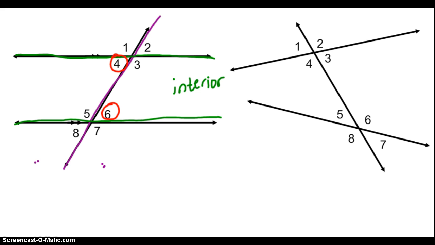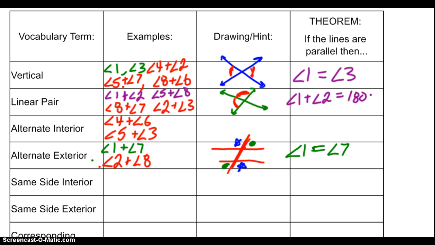In a second, I'll write that down, but before we do, can you guess what the other alternate interior angle pair is? It's going to be 3 and 5. See how they're on the interior of the two parallel lines, and they're on alternating sides of our transversal. Let's write those down. So we've got our alternate interior angles, 4 and 6 go together, and 5 and 3 go together. So again, let's write down a little reminder of what alternate interior angles look like.